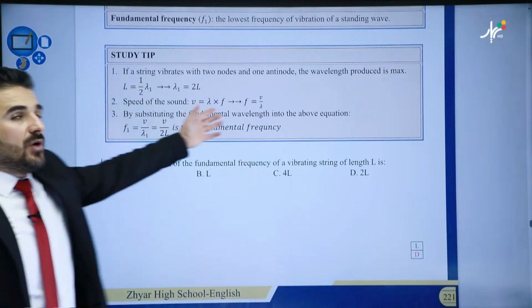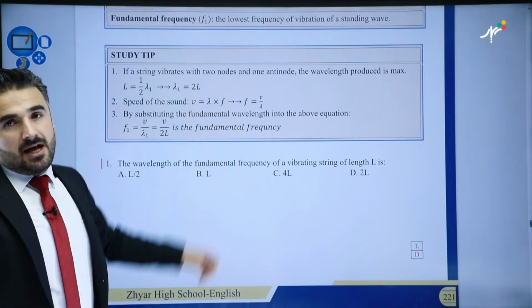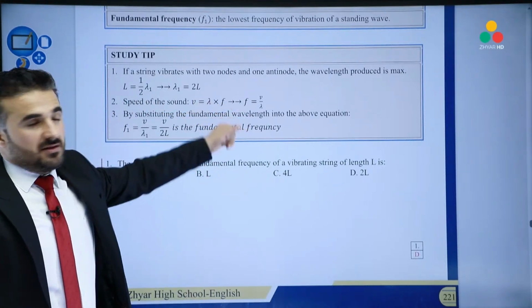All right, speed of the wave, which is equal to what? Equal to wavelength times the frequency.